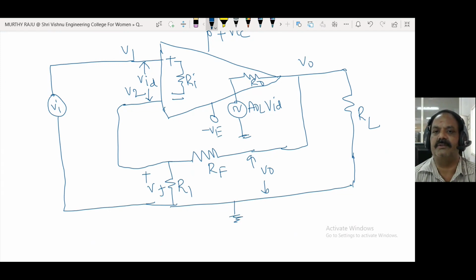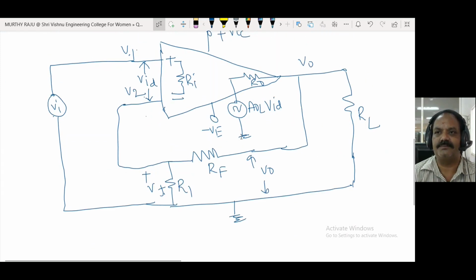VA is with respect to ground. The voltage source VA is applied to the non-inverting terminal of the op-amp. Therefore, VA is equal to V1 and V2 is equal to VF. VID is the differential voltage applied between these two terminals, V1 and V2, of the op-amp. RI is the input resistance of the op-amp. AOL is the open loop gain of the op-amp. R0 is the output resistance.